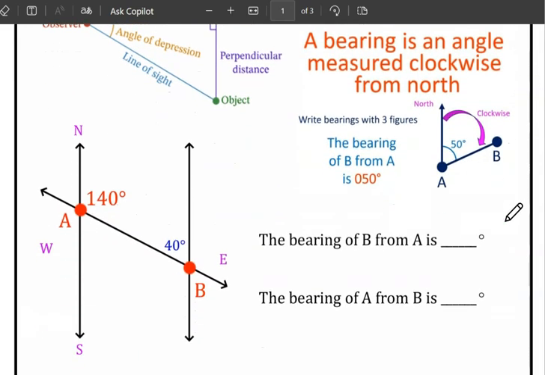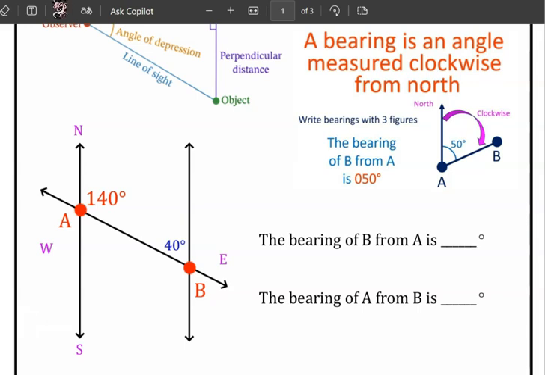Now, if they're talking about bearings, we'll say that a bearing is an angle measured clockwise from north. North will always have a line pointing up like this. Here's an example. The bearing from A is 050 degrees. When you write bearings, always write them as 3 digits. It will be a number between 0 and 360.